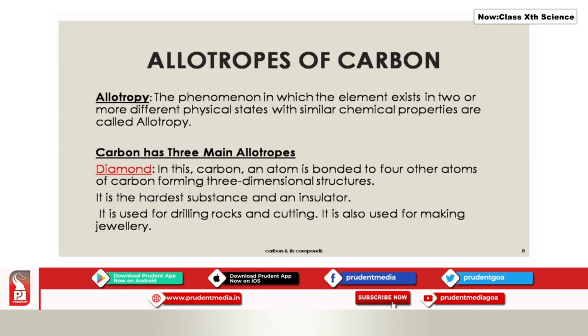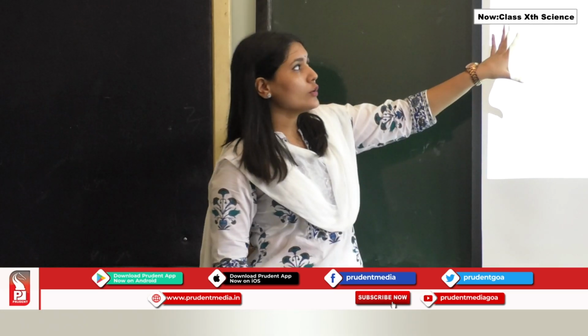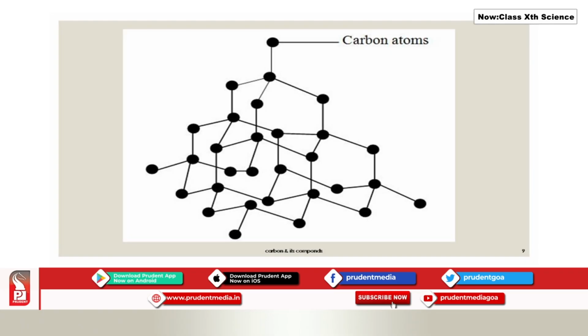Now when we talk about the structure of diamond, in this, a carbon atom is bonded to 4 other carbon atoms, forming a 3-dimensional structure. It is the hardest substance known and a very good insulator, and it is used for drilling rocks and cutting, and also for making jewelry. So let us look at the structure of diamond.